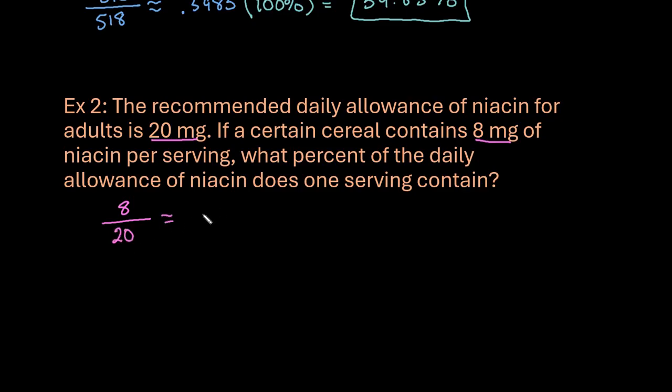20. And when I plug that into my calculator, I get 0.4. And then I would take and multiply this by 100. And we end up with 40%. So this ends up being 40% of the daily allowance of niacin in one serving.